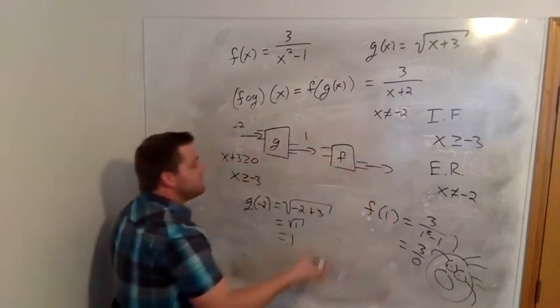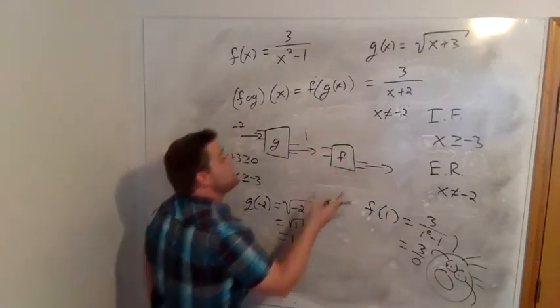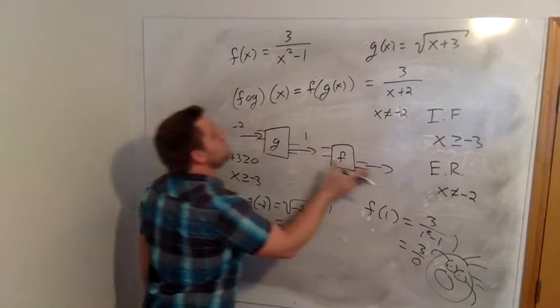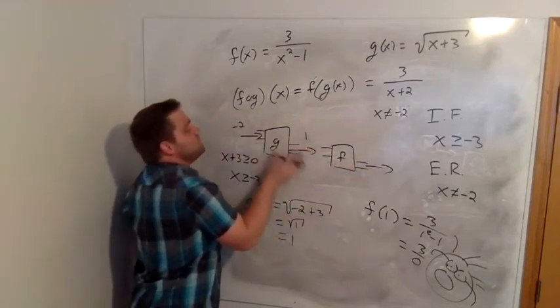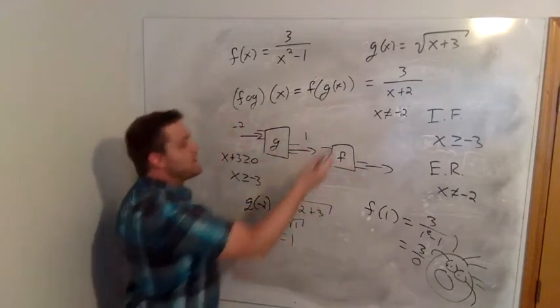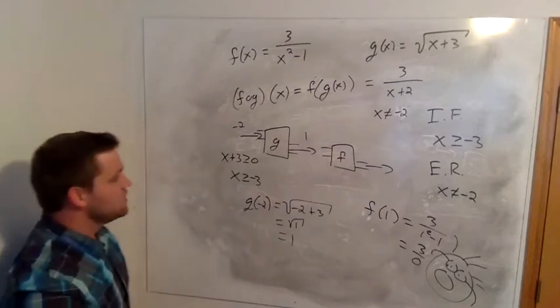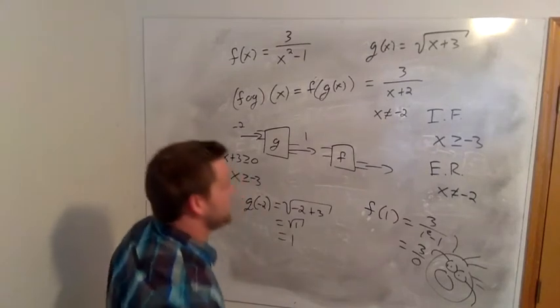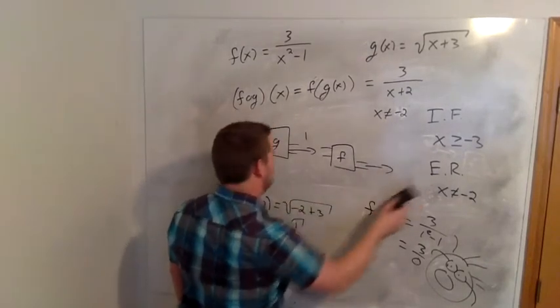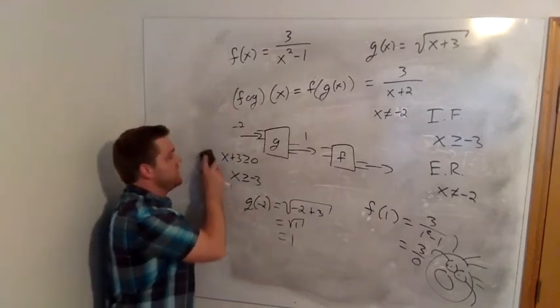So when you're checking the domain of the end result, you're making sure that the outputs of g can be plugged into f. That's why we have to check 2 locations. So now we have the domain. It's going to be the intersection of these 2. So let's sketch that. I'm going to go ahead and erase what I have here.